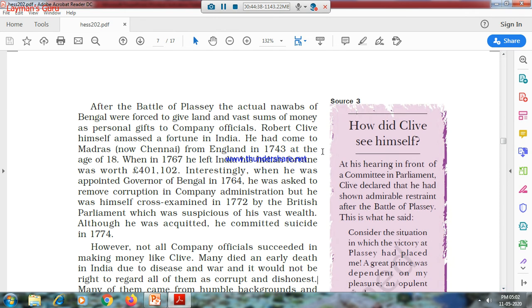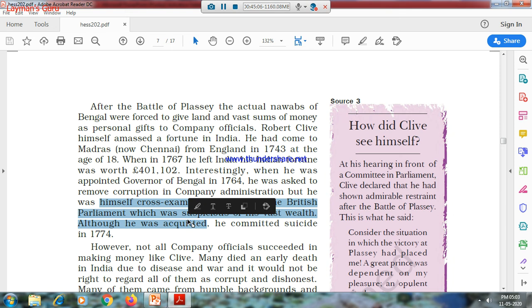Robert Clive went back, and he himself had huge money. You see, he came penniless and went back with this much money. The company administration first held an inquiry on him, and he said whatever he did was only for the company's interest. Then Parliament also held an inquiry on Robert Clive.